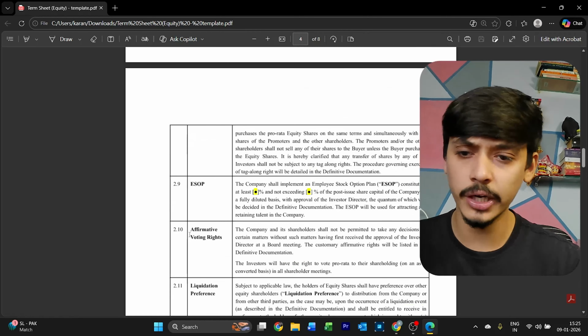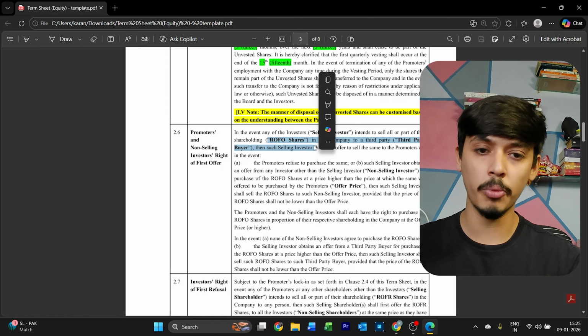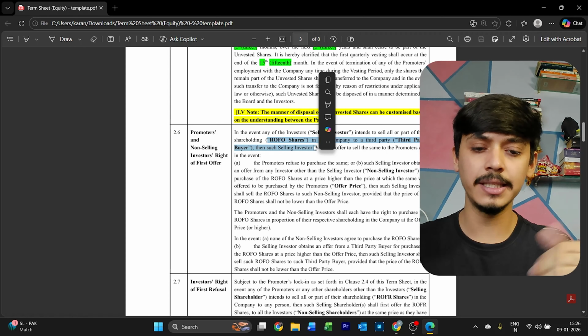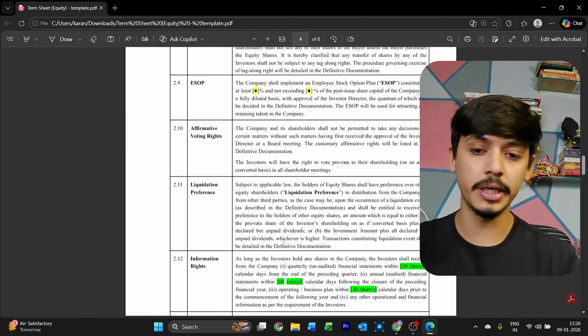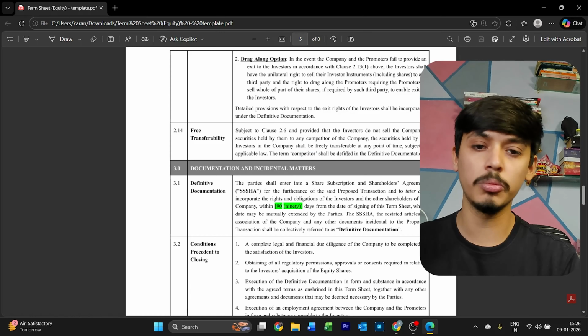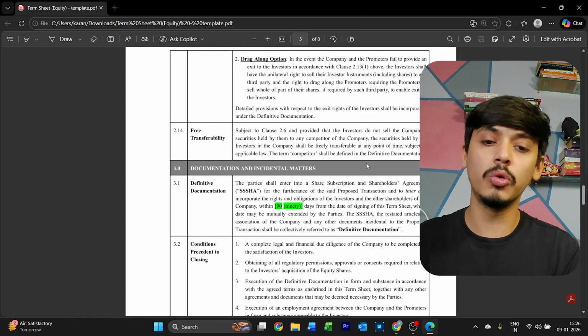So here in the right of first offer, it is mentioned that investors have to first offer their shares to the promoter. If the promoter then declines, they can easily transfer their shares to any other party unless they are competitors. So the definition of the competitor has to be mentioned in the definitive documents, and that will help the investors understand who they can sell to.